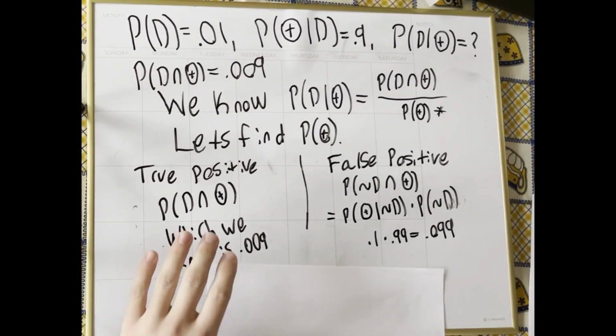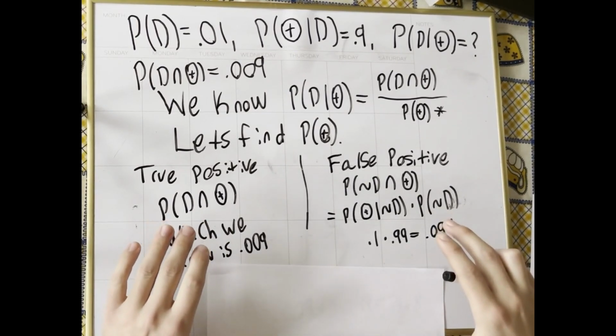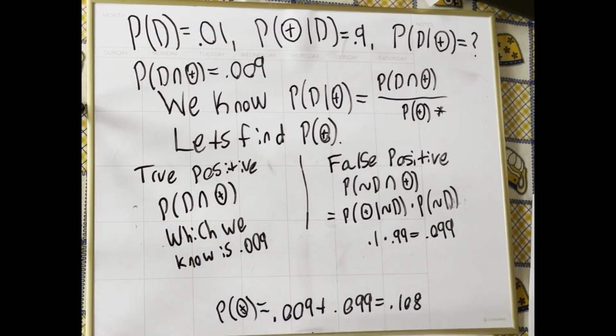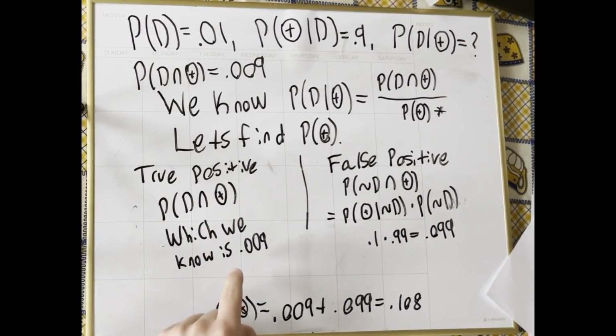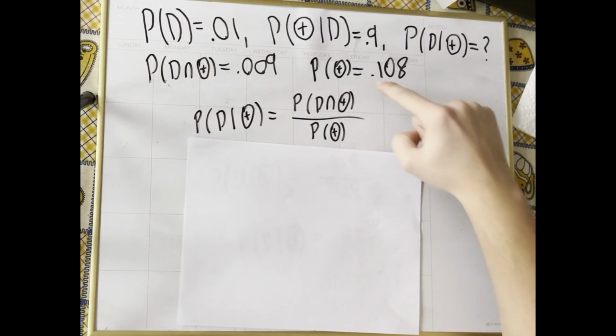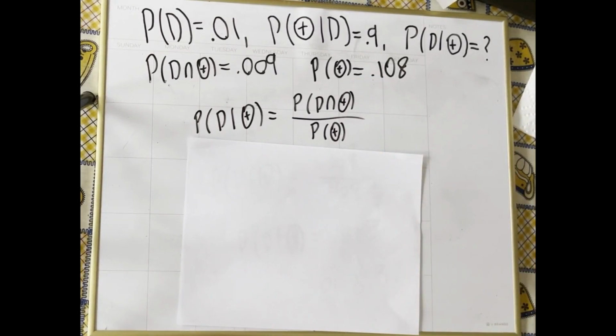So you either get a true positive or a false positive. That means that the probability of getting a positive is going to be their sum, which is going to give us that the probability of getting a positive test score is 0.009 plus 0.099, giving us 0.108. So I've added the probability of getting a positive test score to our given information at the top, and now we have enough information to substitute everything in and get our answer.